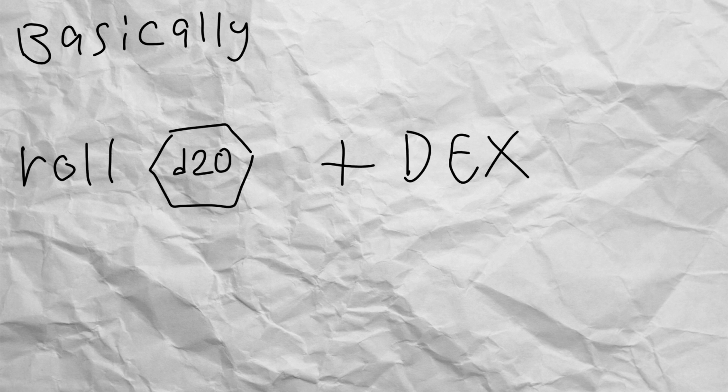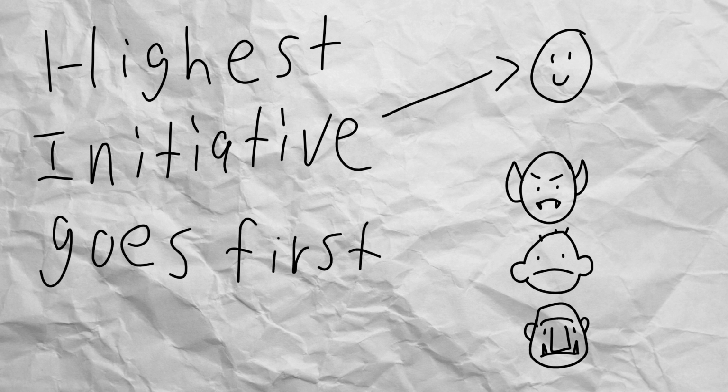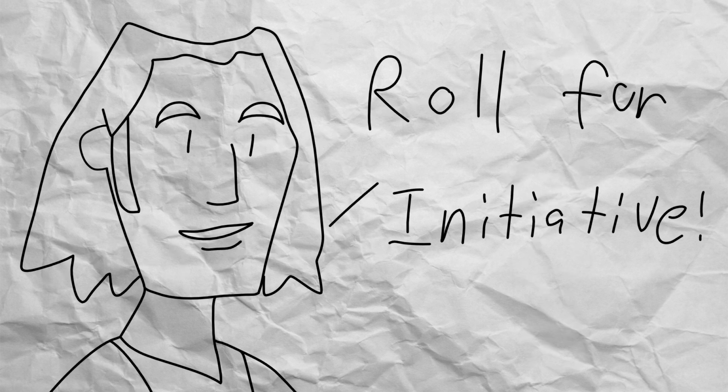Initiative basically means to roll a 20-sided die and add your dexterity modifier to it. This determines when you act in a round of combat. So when your dungeon master says roll for initiative, roll your d20.